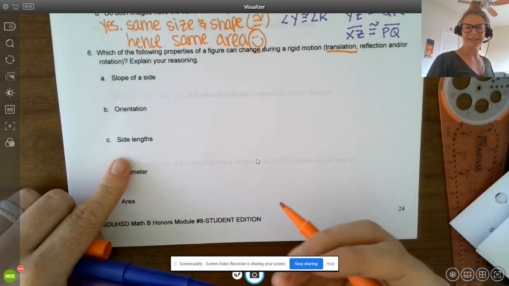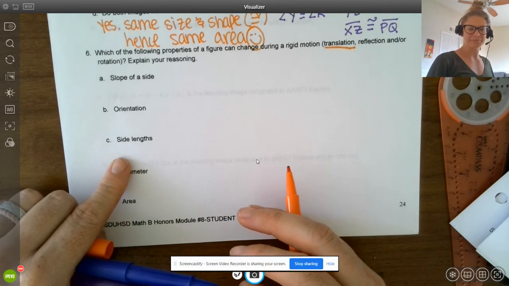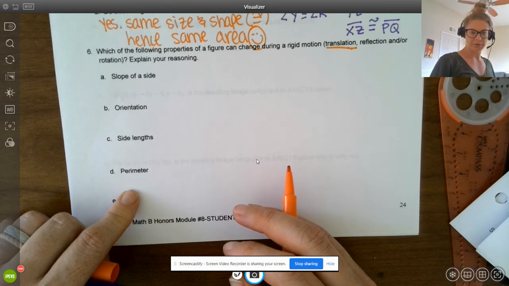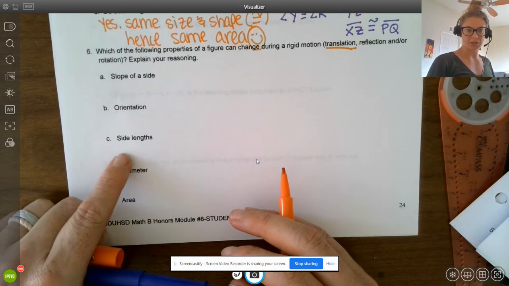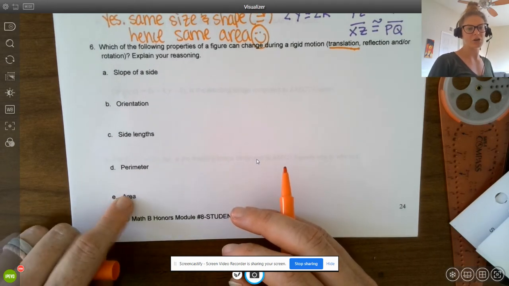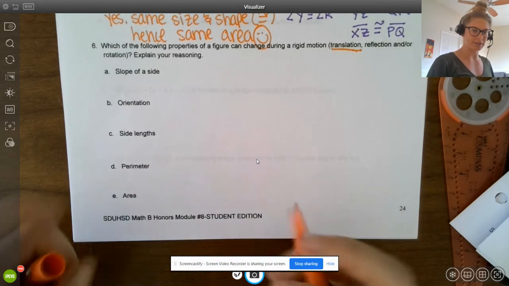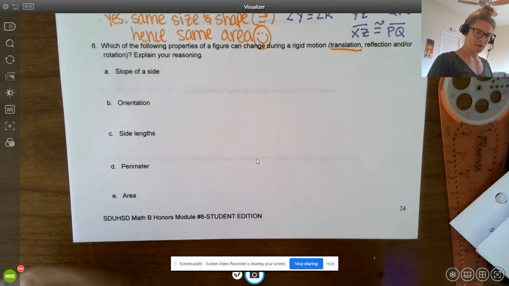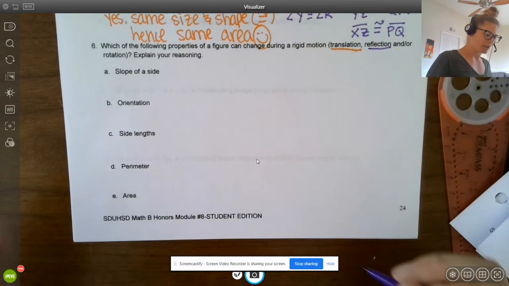Side lengths. Will a translation ever change the side length? No. Perimeter. Will a translation ever change the perimeter? No, because it's not changing the side lengths. And will it ever change the area? No, because it's not changing the perimeter, because we're not changing the side lengths. So we are not going to talk about translations any further. Okay, now let's talk about reflections.